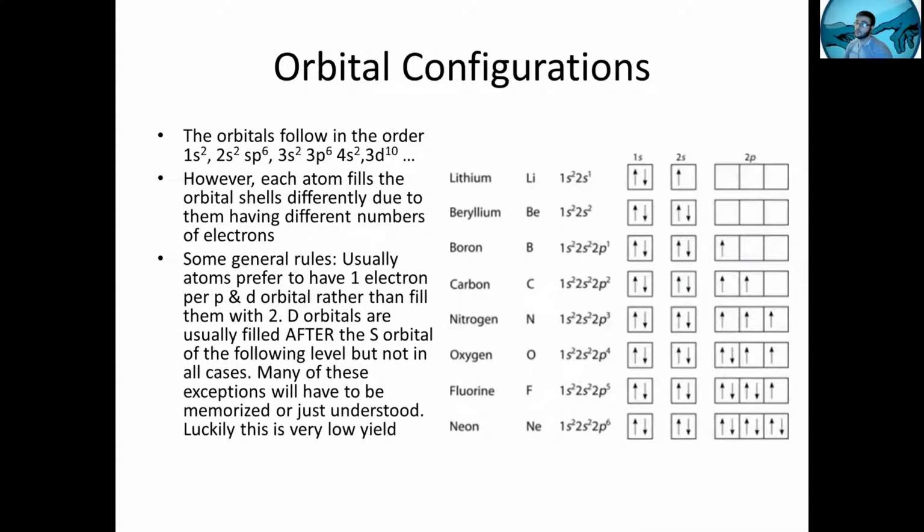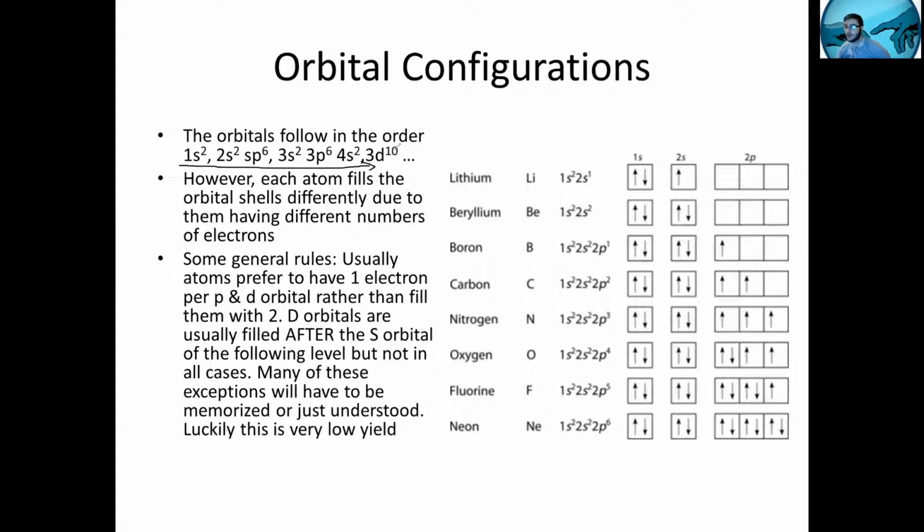And then these are orbital configurations. Again, I'm sure you've seen many times. This is how we organize the electrons into these shells or into these orbitals, right? I have the list here of how usually the electrons get put into orbitals, the order in which they get put in. This is based on energy, which configuration is the most energetically stable and favorable. We're not going to get too deep into that because it's not as important, but just know that usually this is the case. Each atom fills the orbital shells differently due to them having different numbers of electrons, obviously.